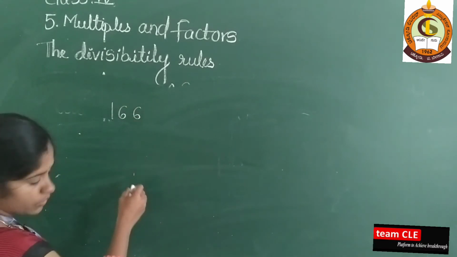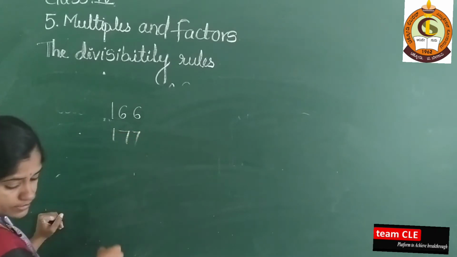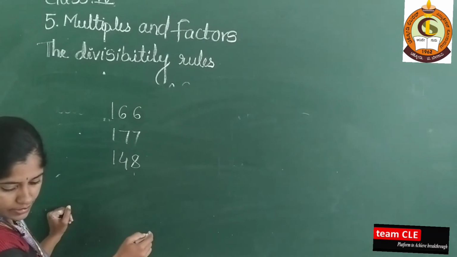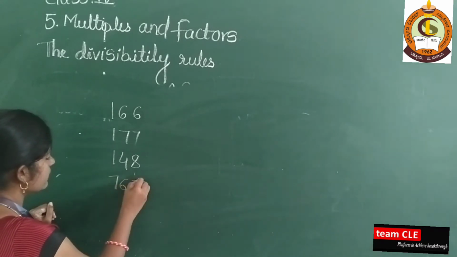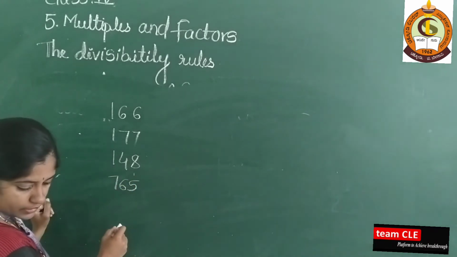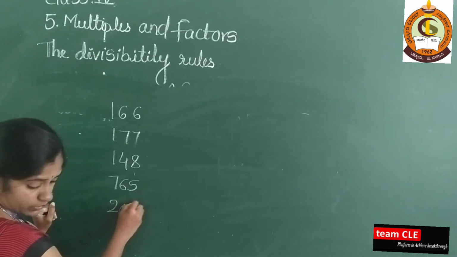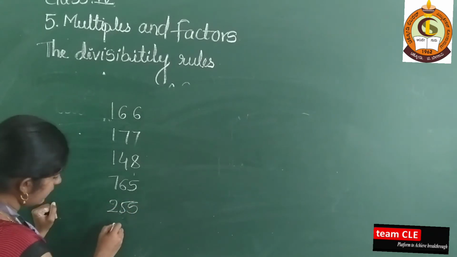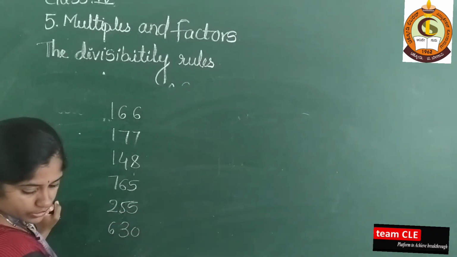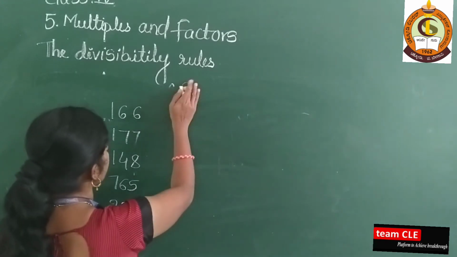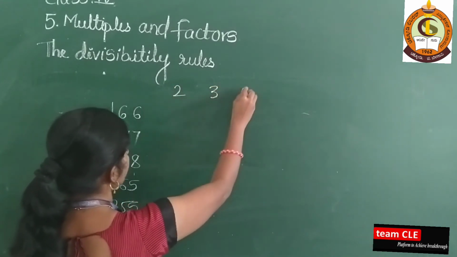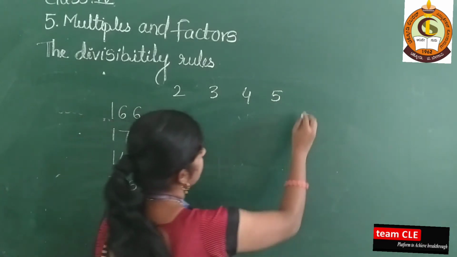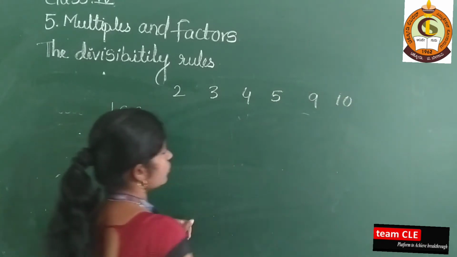166. Next 177 is there, and here 148 is there, and here 765 is there, and here 265. Next 255 is there, and here 630 is there. So here they have given divisibility by 2, 3, 4, 5. Next here which one is there? 9 and 10. So this type they have given.